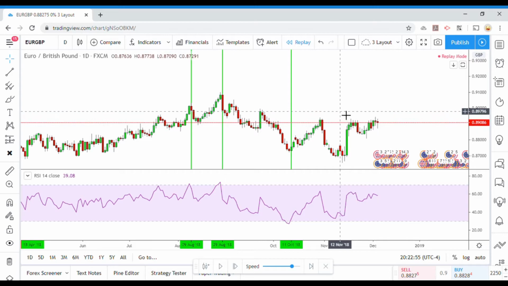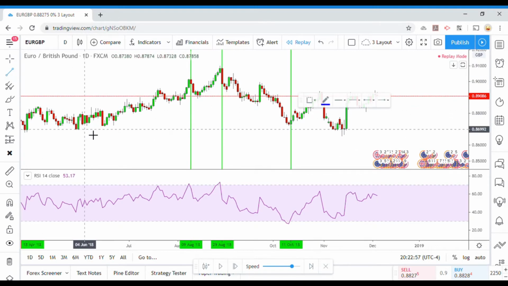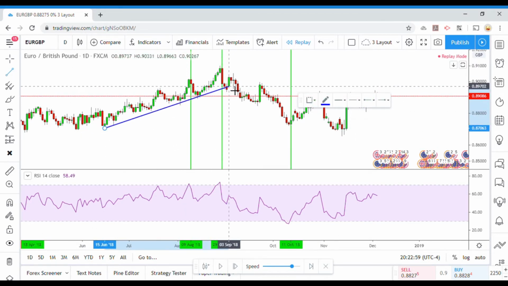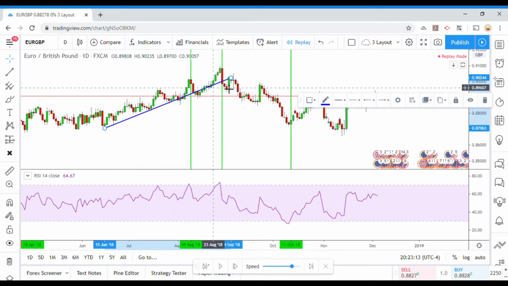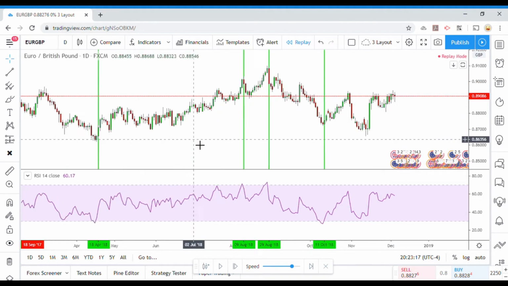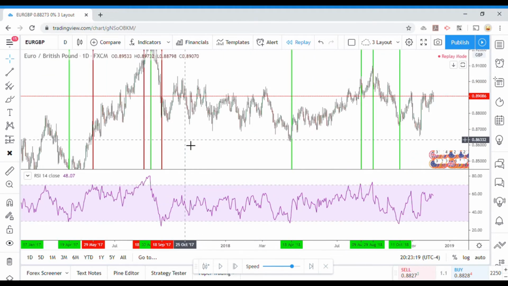Same way with this one. No, it's not a huge one, but we would like to ride that entire wave. Get in somewhere around here as you get confirmation of the trend taking place, breaking out, and ride it until your exit signal tells you to get out.